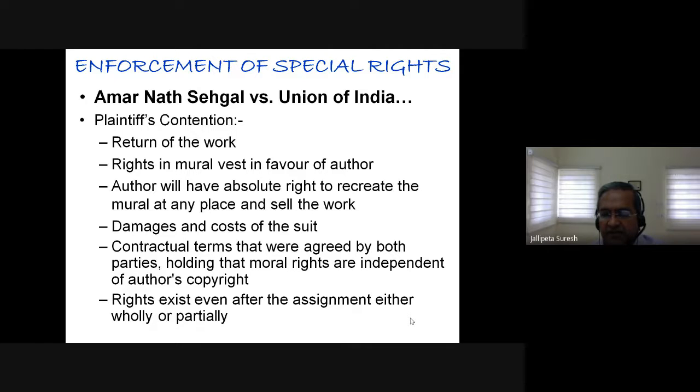contractual terms: when they formed an agreement between the government of India and Amarnath Sehgal, there was a clause in that agreement which said moral rights are independent of author's rights. Therefore, he said, my copyright, my moral right in this work continues to exist even after I have sold this work to the government of India.